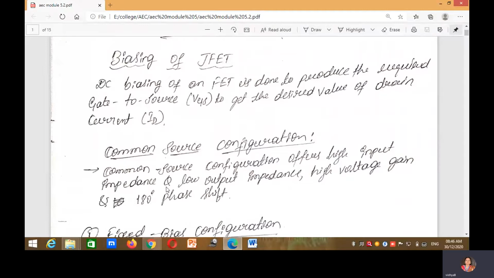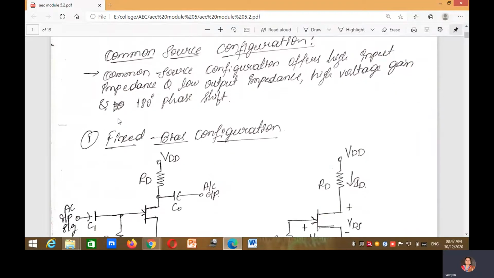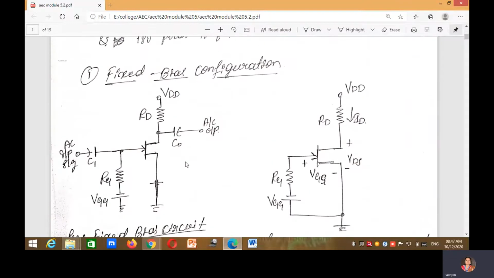Okay. The common source configuration. Common source configuration offers high input impedance, low output impedance, high voltage gain and 180-degree phase shift. Fixed bias configuration. You already know fixed bias configuration.